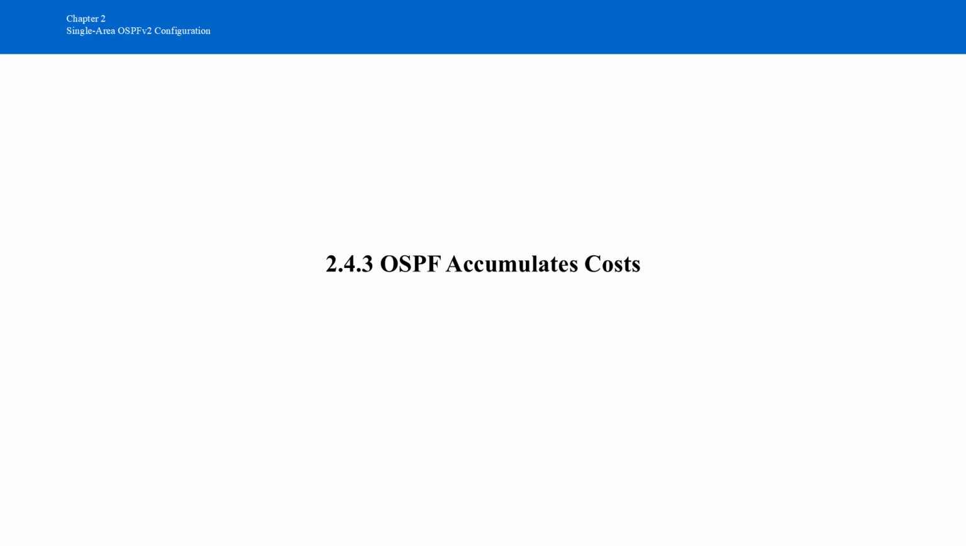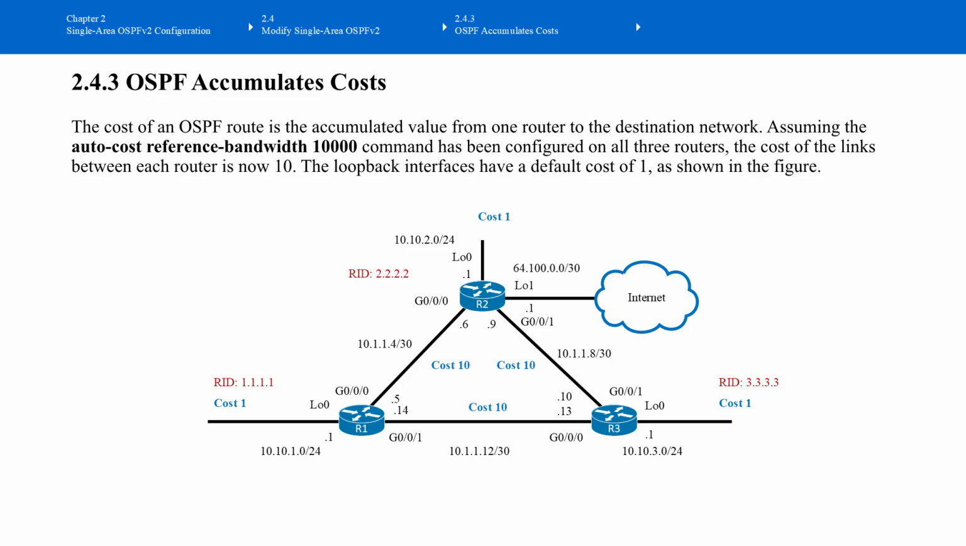2.4.3 OSPF accumulates cost. The cost of an OSPF route is the total cost of all links along the path. In the example, the reference bandwidth is set to 10,000 megabits per second. So the 10 gigabit link equals a cost of 1, the 1 gigabit link has a cost of 10, and the loopback cost is 1.